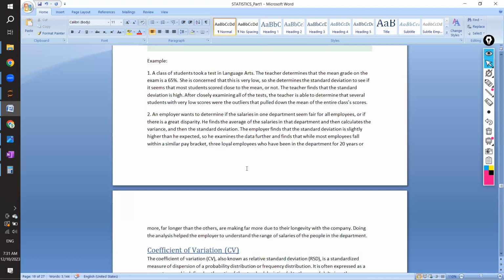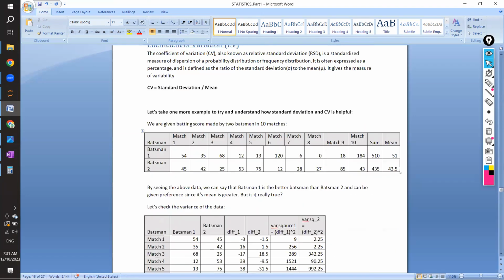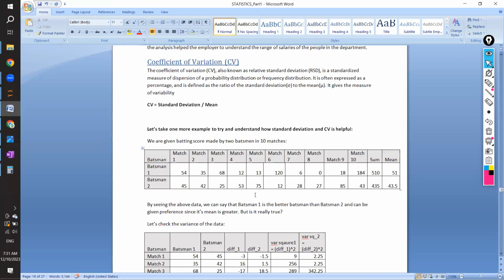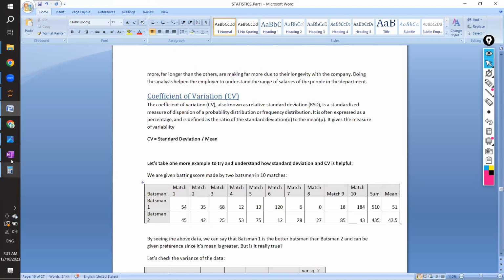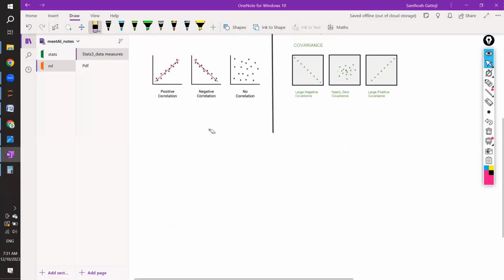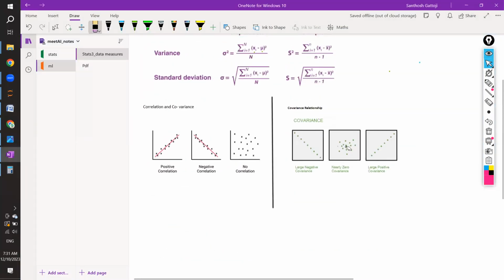Tomorrow we'll see a few examples of this, and we are going to see the importance of standard deviation and variance, and where we can use them. Then we are going to see correlation and covariance, which is a very interesting and important concept. And then we are going to see some probability distributions in upcoming classes.